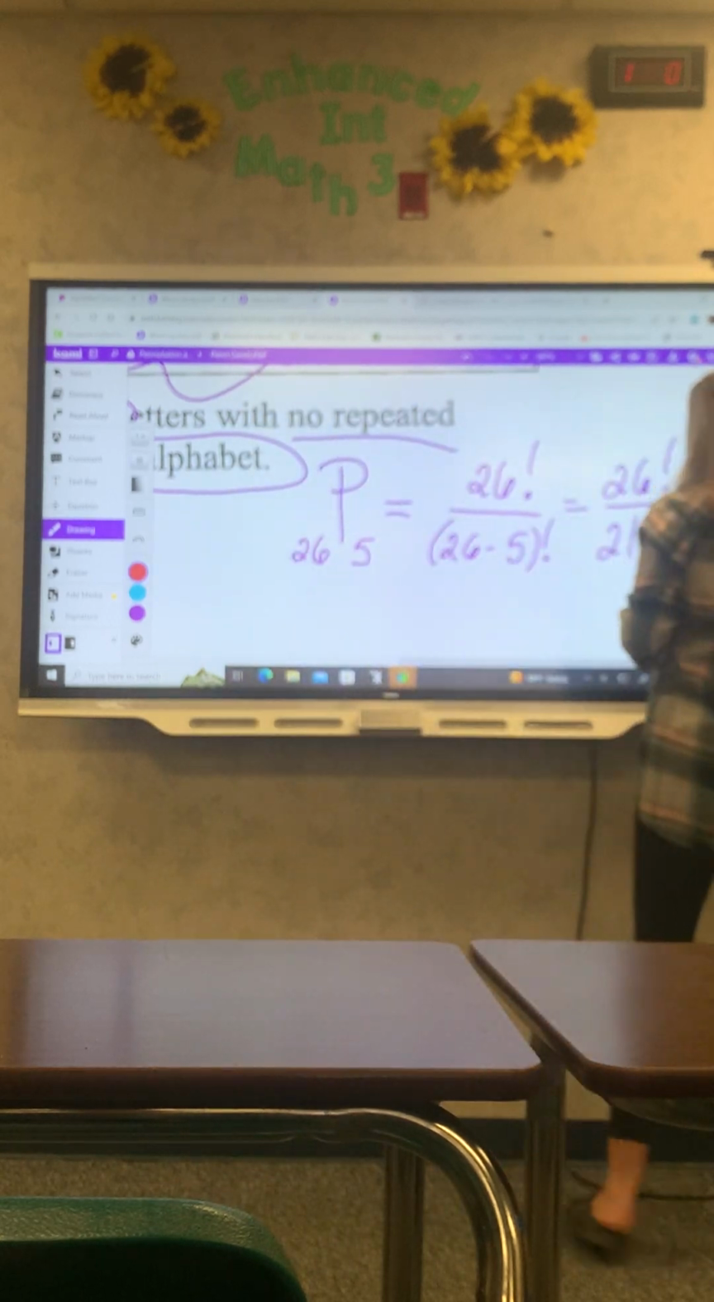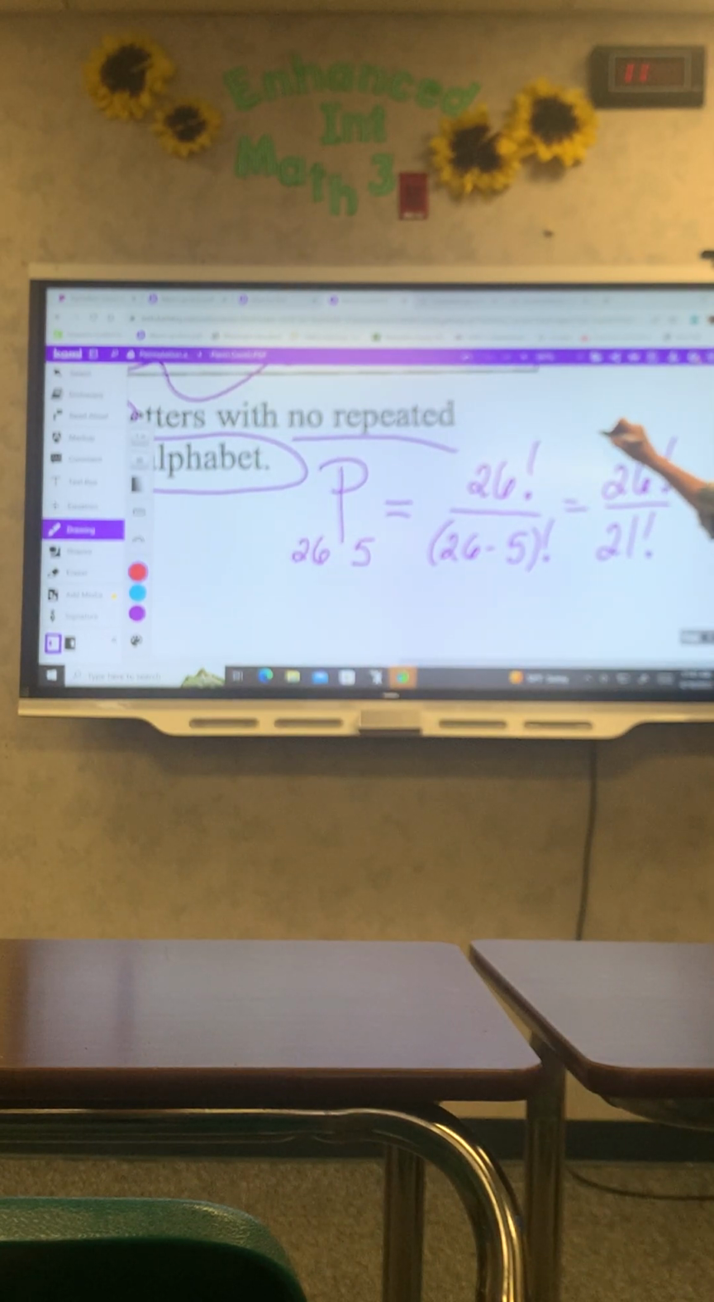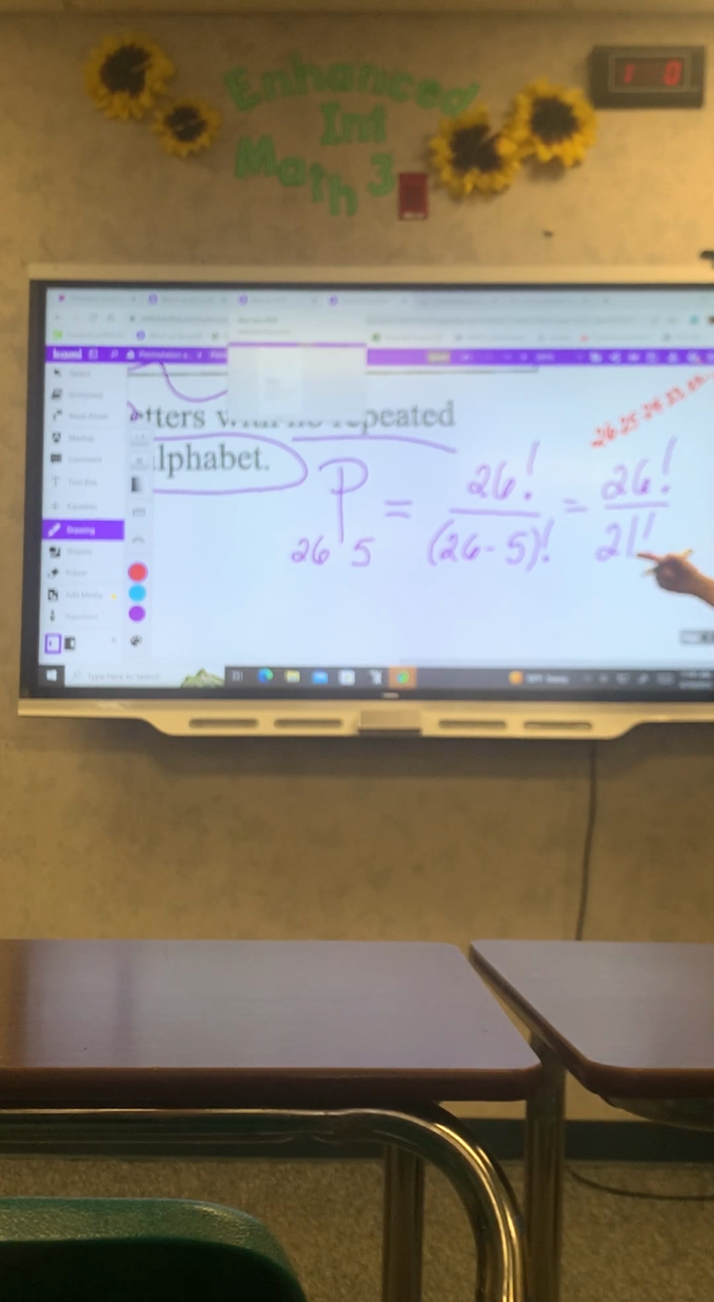Remember what 26 factorial represents. It's 26 times 25, 24, 23, 22, 21, dot, dot, dot. I just stopped there because if you're dividing it by 21 factorial, what's going to happen with this whole part? It's going to cancel. That 21 factorial is going to cancel with 21 on down, so all you're left with is that part. Does that make sense? So it's really a bunch of canceling.